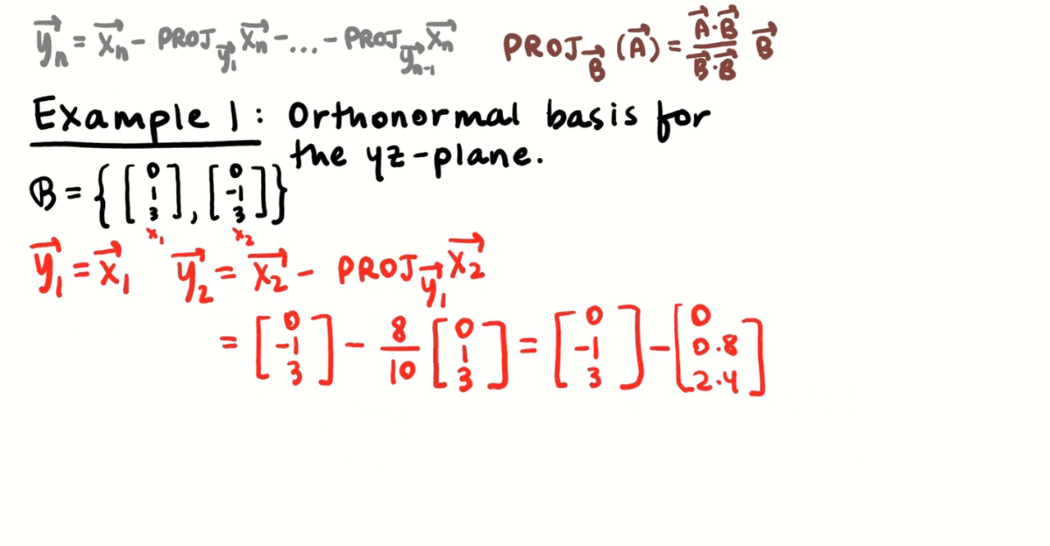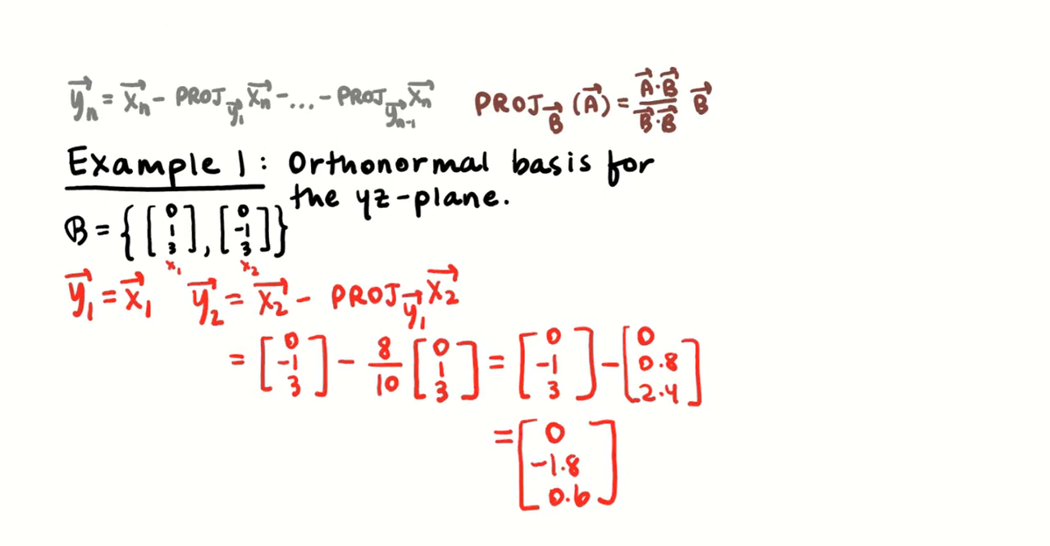And I'm going to just need some more room, I think. And that's going to equal 0 minus 0 is 0. -1 minus 0.8 is -1.8. And 3 minus 2.4 is 0.6. Okay. And that's going to be y2. Okay, I've got y1 equaling 0, 1, 3. So now I've got orthogonal vectors.